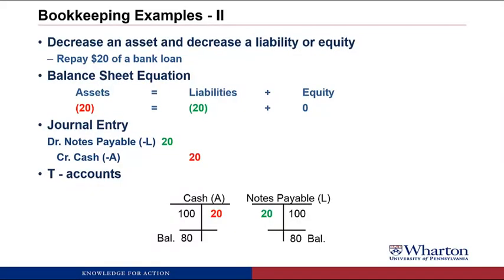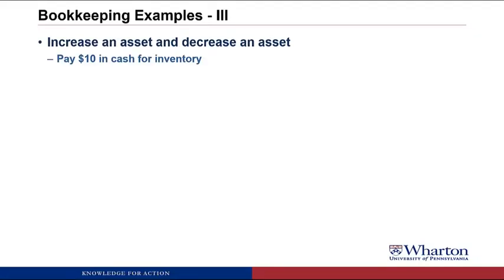Okay, I know we're not off to a rousing start, but just 2 more examples and then we'll do some journal entry practice. Next example, let's look at increasing one asset and decreasing another asset. The example transaction is that we pay $10 in cash for inventory. The accounts involved here are cash and inventory, and cash is going down by 10. Inventory is going up by 10.